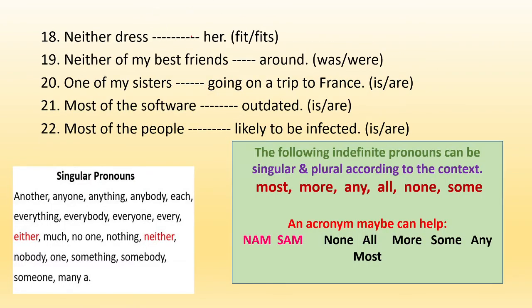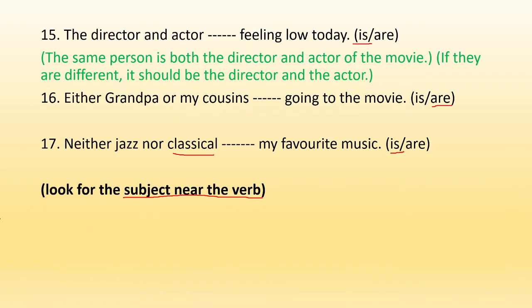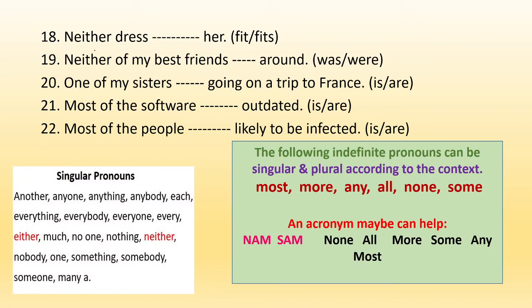Now neither dress dash her. Now neither, because here we don't have nor. So in the previous sentences, again let's have a look. We had either or and neither nor. But in this case, it's only neither. And only neither and either, they come under singular pronouns. So that means they are singular. So if it is only neither, then it is singular. So neither dress fits her. And singular is formed by adding s of singular to the base form of the verb.